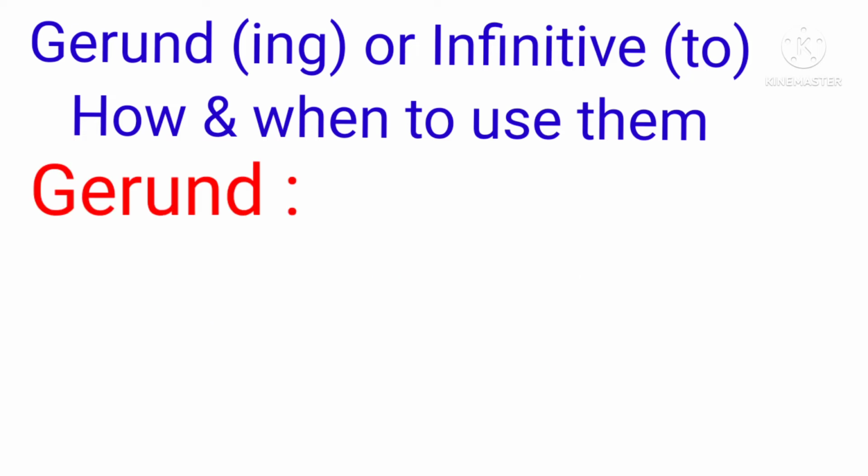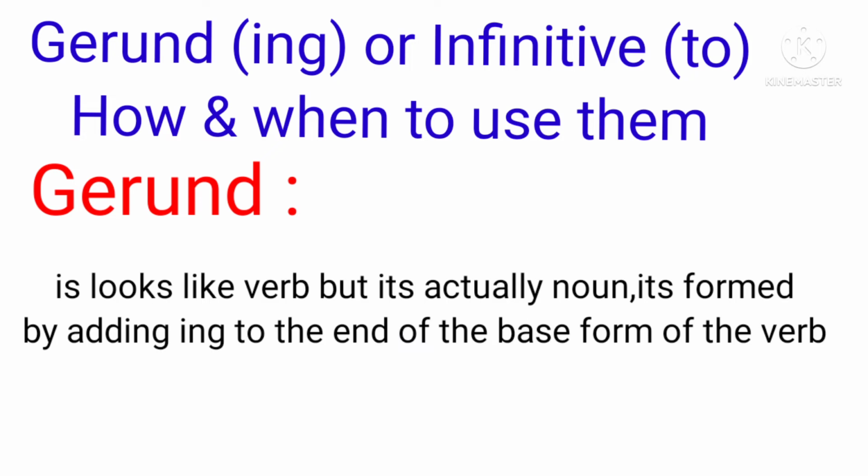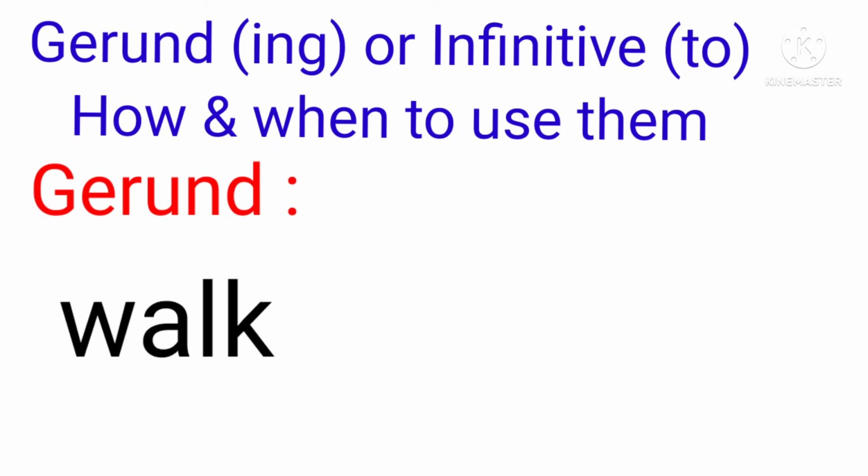Gerund looks like a verb, but it is actually a noun. It is formed by adding ing to the end of the base form of the verb. For example, we can take the base verb walk. If we add ing, it becomes walking. Walking is our gerund.